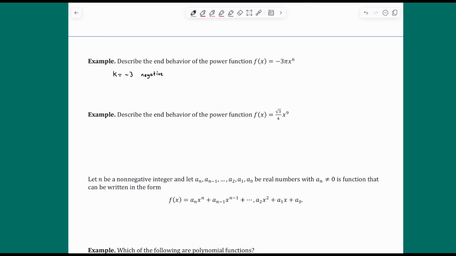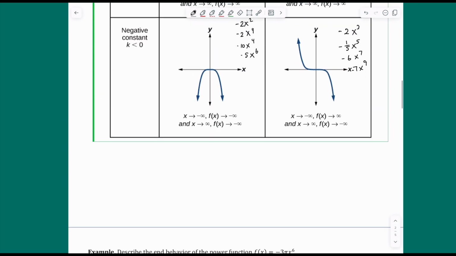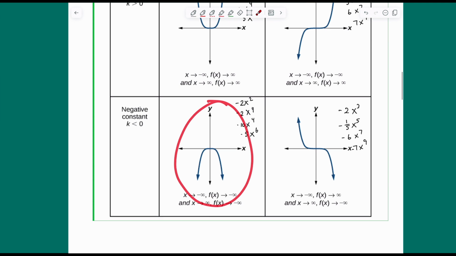And our coefficient is negative 3 pi, not negative 3, but it's still negative. Our exponent, our power, or p if you want, is 6, so it's even. And so if you go back to the table, we fall into what category? We have an even exponent and a negative coefficient. And so we are in this situation here.